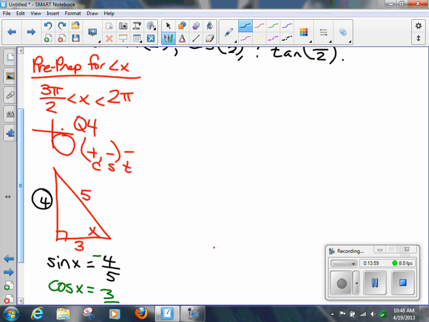Look at your formula card. If you look at your formula card, it says that the sine of the half angle, the cosine of the half angle, the tangent of the half angle, all we need are the sine and cosine values. I never need the tangent value for those formulas. Okay?